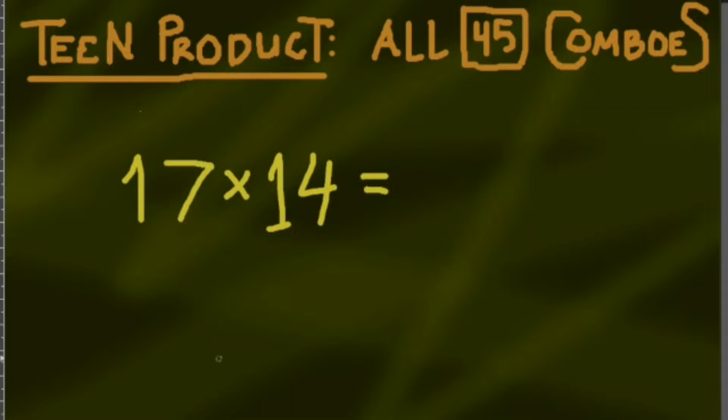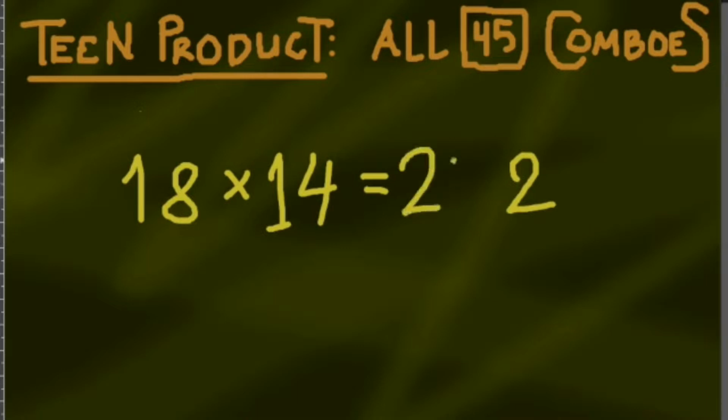Next, 17 times 14. 7 times 4 is 28. 17 plus 4 is 21. Then plus 2 becomes 23. So 238. 18 times 14. This becomes 2. 18 plus 4 is 22. Add 3 from the 32 earlier, becomes 25. So 252.